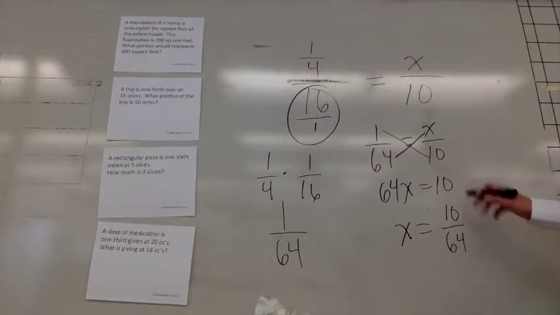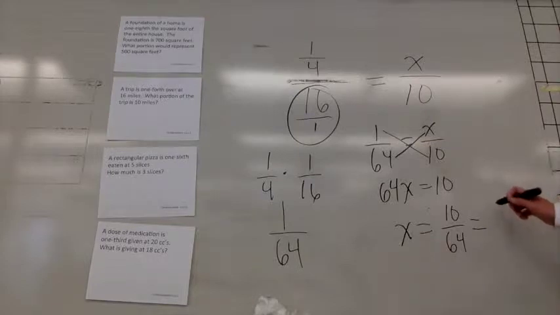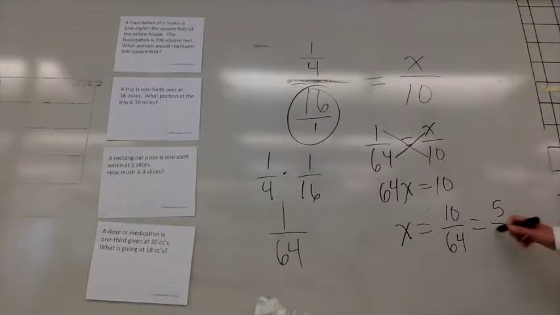And then I have to look at this, and so your answer is 10 over 64, but I can reduce the fraction. It looks like 2 goes into both the top and the bottom, so we'll start with 2. So 2 goes into 10 5 times. 2 goes into 64 how many times? What's half of 64? That would be 32. I can't reduce this any further. So 5/32 of the trip is going to be 10 miles.